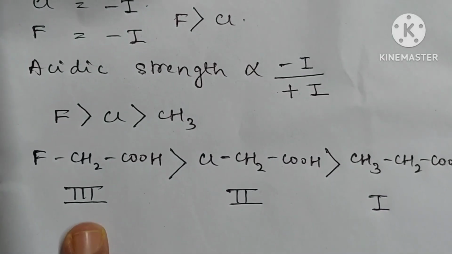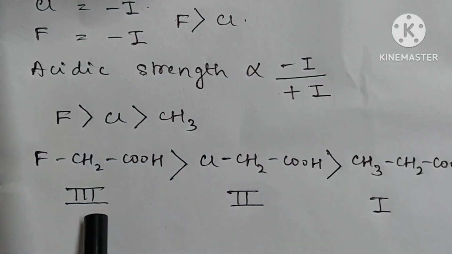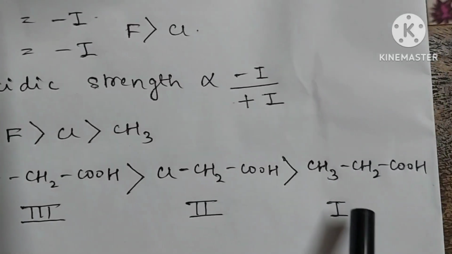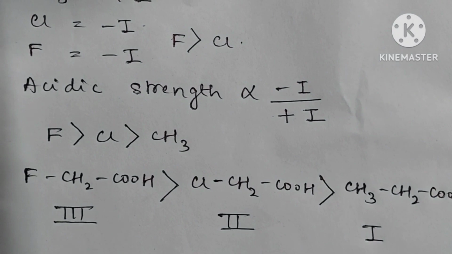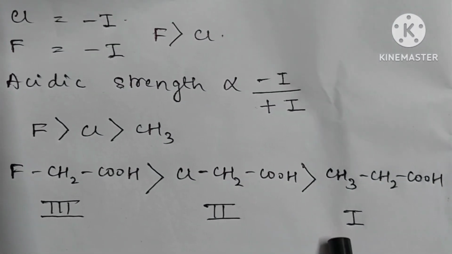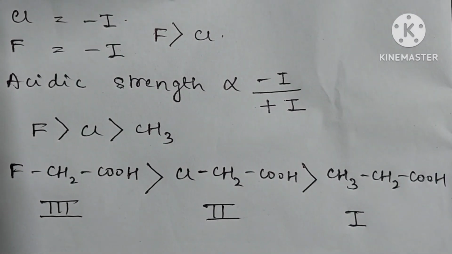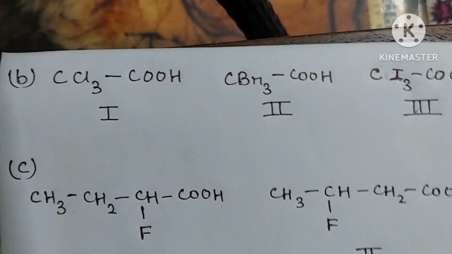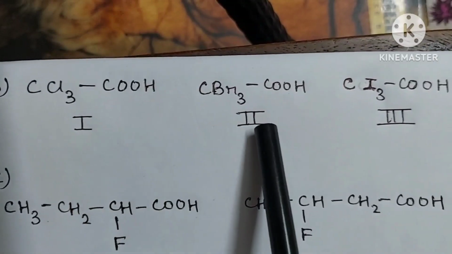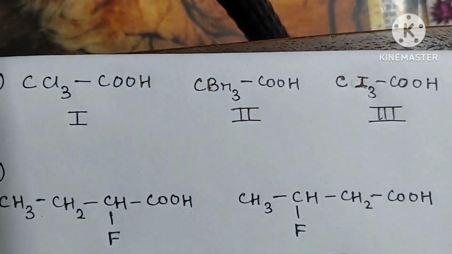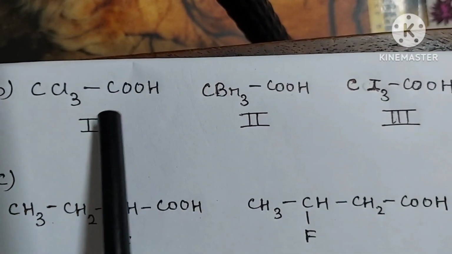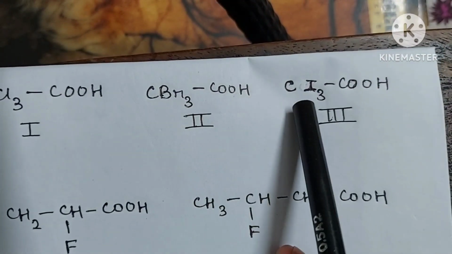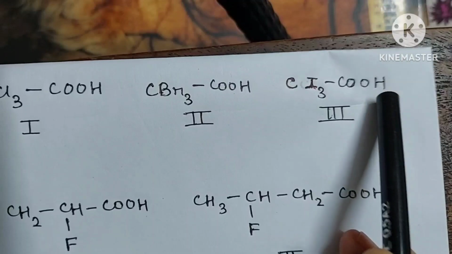Okay, this one has greater acidic strength than this one, and this one has greater acidic strength than this one. So this is the answer of the first question. Note it down. Now let's solve the second question. Here also three compounds are given. You can see the compounds: CCl3COOH, CBr3COOH, CI3COOH.